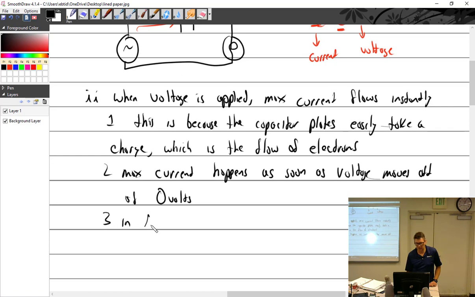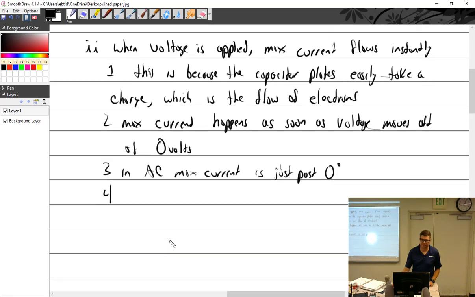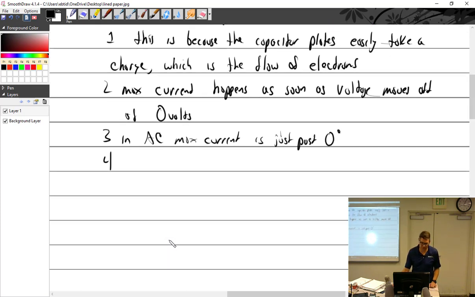So in AC, max current is, I actually have my notes at 0 degrees. So I'll put just past 0 degrees. So as soon as it leaves 0, boom, max current. Is that going to be in phase or out of phase? Out of phase. Yeah, by quite a bit, like 90 degrees.